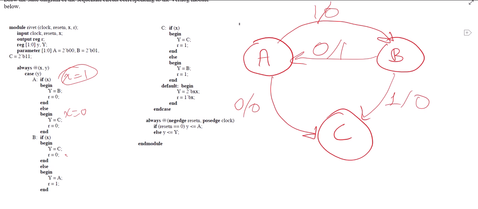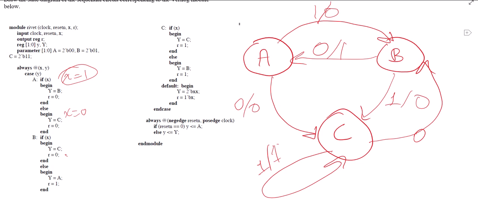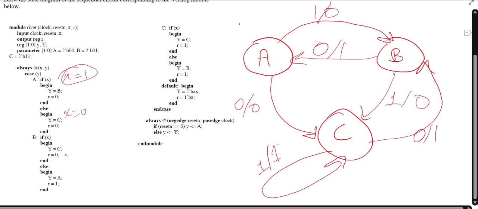And now we're on to C. If we are at C and X equals 1, then our next state is C, so we go back here, and our output is 1. And if X is 0, then our next state is B, and our output is 1.